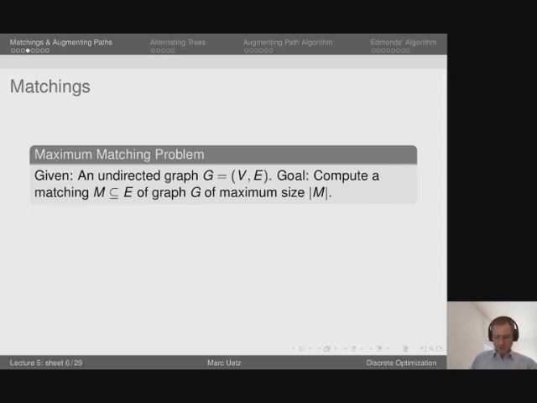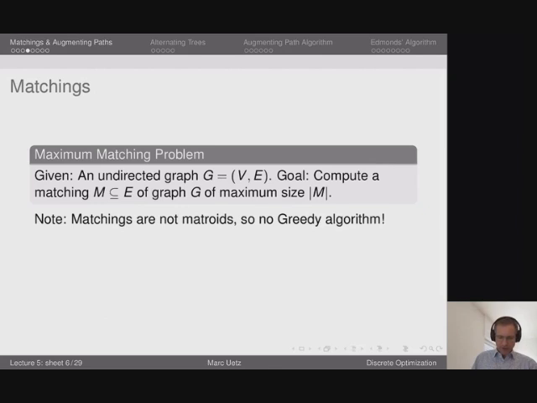Notice that, or remember that, matchings as a subset of the edges of a graph, that is not a matroid, and therefore we cannot use the greedy algorithm to compute matchings. We actually can use the greedy algorithm to compute matchings, but it will generally not give us a maximum size matching in the graph. And you can come up with easy examples to show that yourselves, I hope.